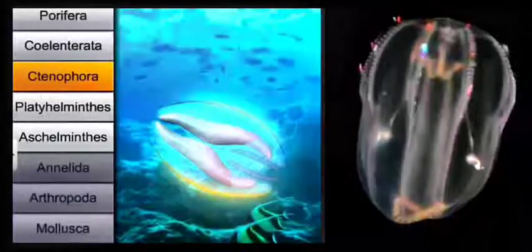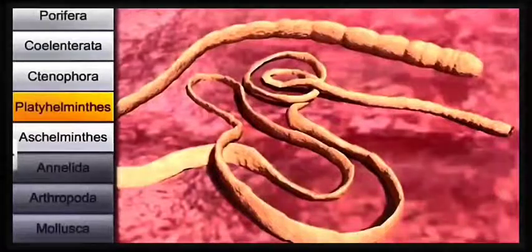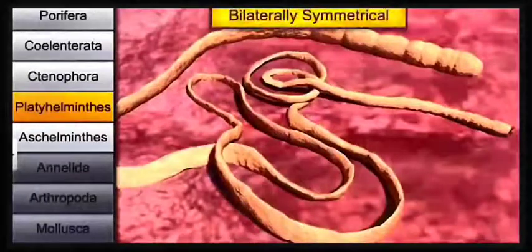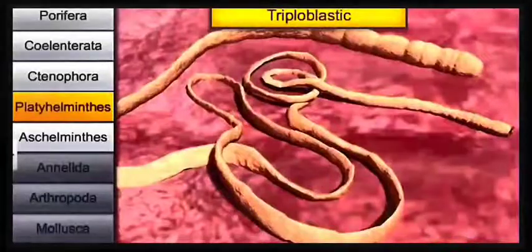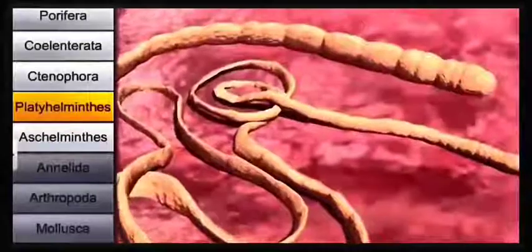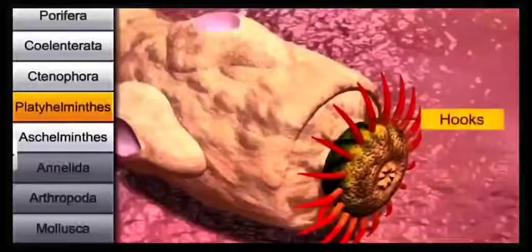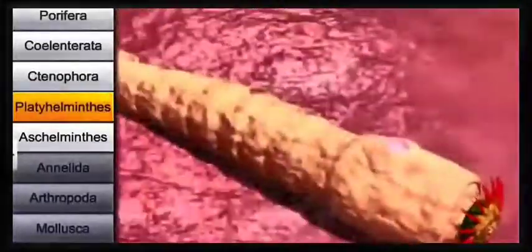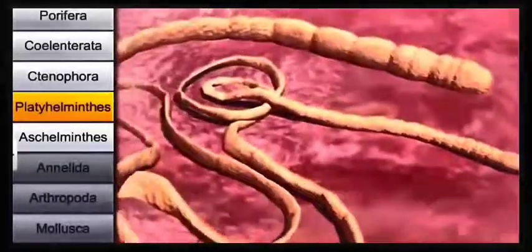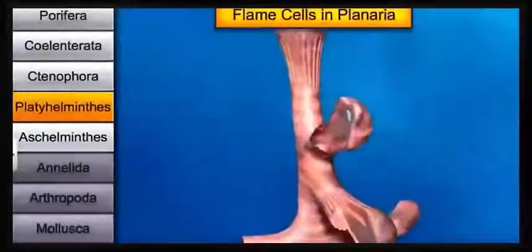Now let us switch over to next phylum, which is Platyhelminthes. These are flatworms. Their body is dorso-ventrally flattened, a typical tapeworm. They are showing little more symmetry, like bilateral symmetry, triploblastic, that is acoelomate, organ level of organization. They are generally endoparasite in animals as well as in human beings in our alimentary canal. They have hooks and suckers by which they attach to the host and absorb the nutrients.